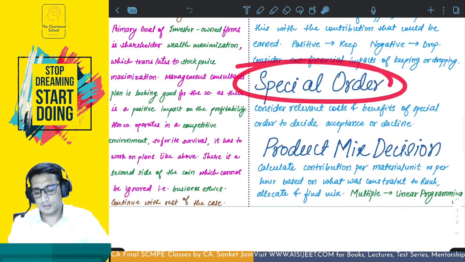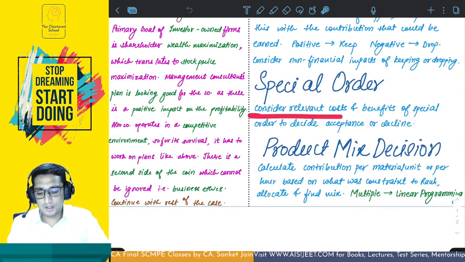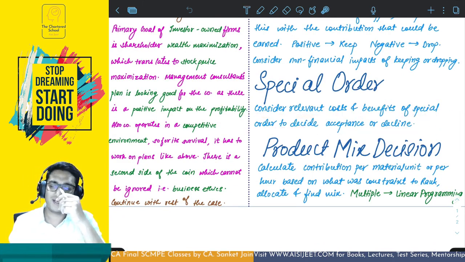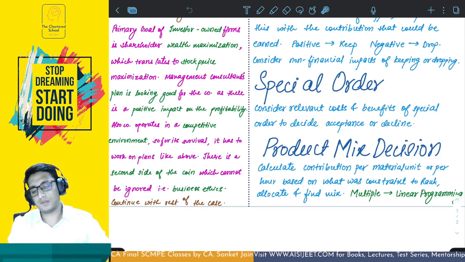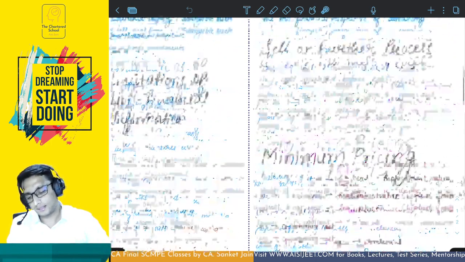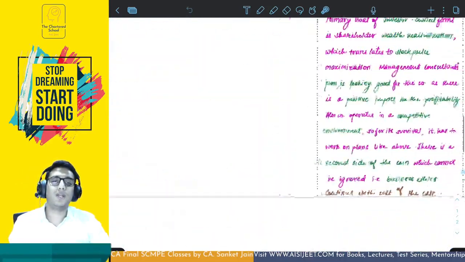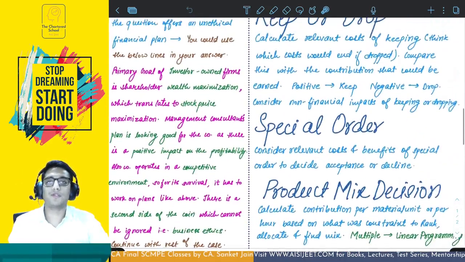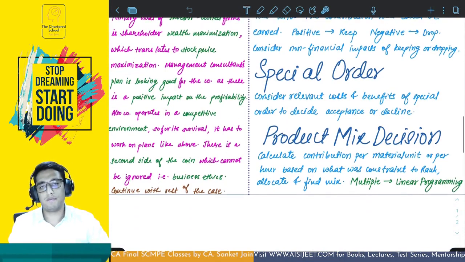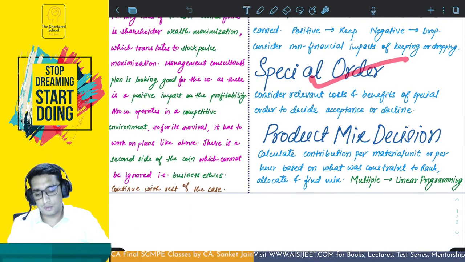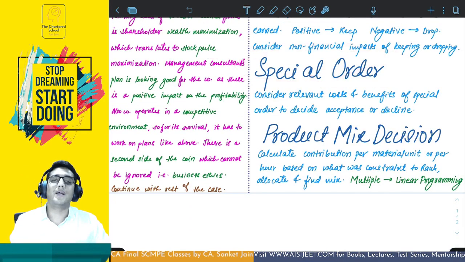Special order decision: you have to consider the relevant cost and benefits of the special order to decide acceptance or decline. Consider only the relevant cost, just as we did in minimum pricing and in outsourcing. Compare it with the benefits of the special order. You will get an answer whether to accept the special order or not. There might be certain non-financial impacts that you have to write about.